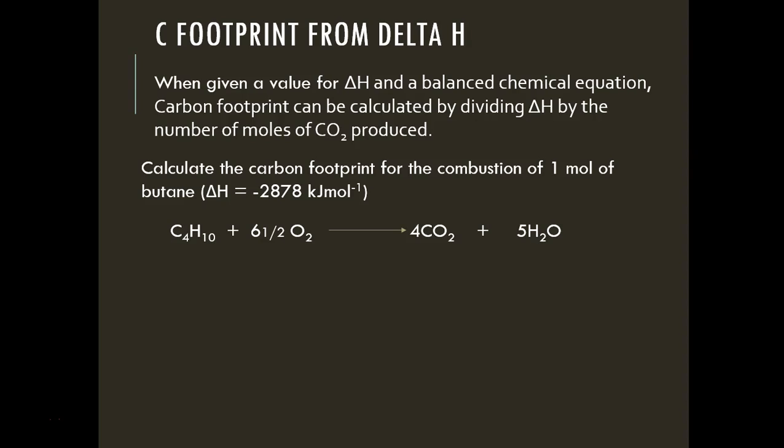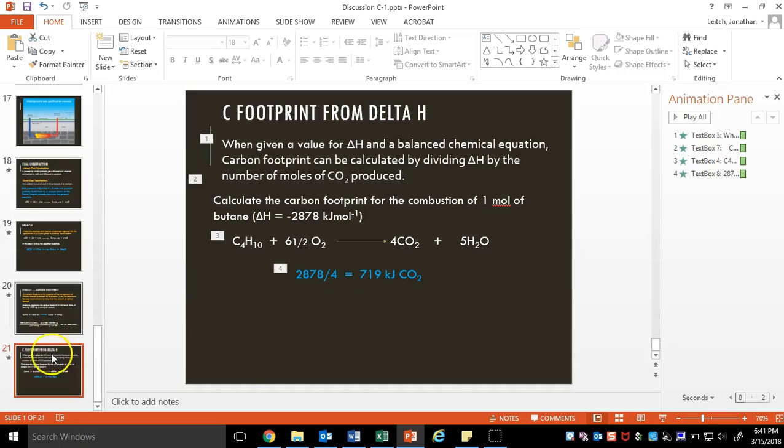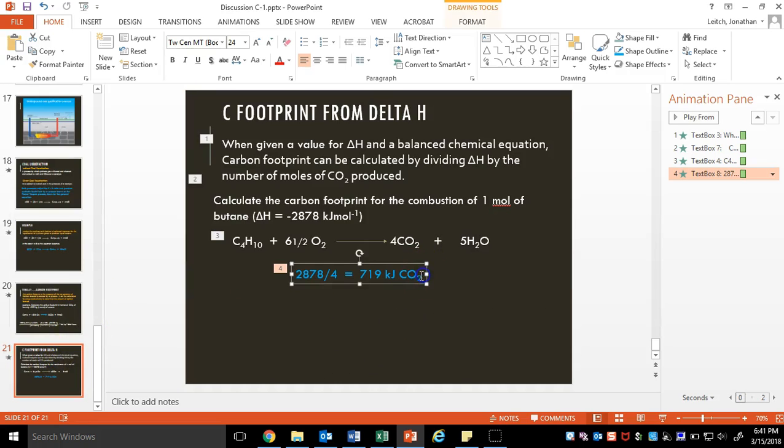If we're given a delta H value, all we have to do is divide that delta H value by the number of moles of carbon dioxide produced in the equation, and we get that 4 moles of carbon dioxide for this process will produce 719 kilojoules of energy. I shouldn't say of CO2. It should just say kilojoules.